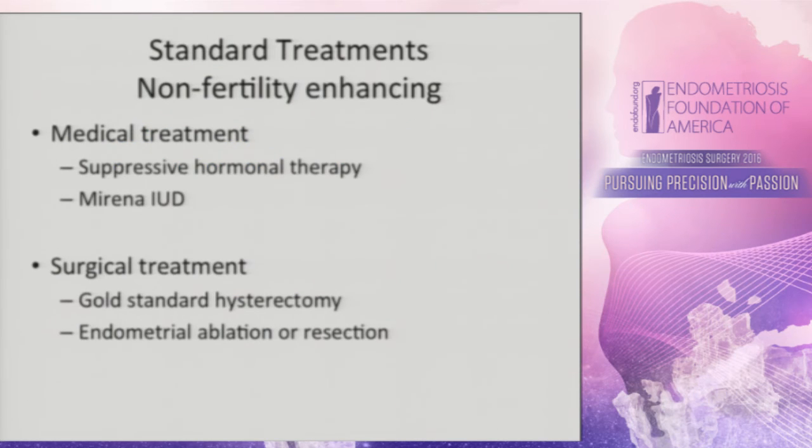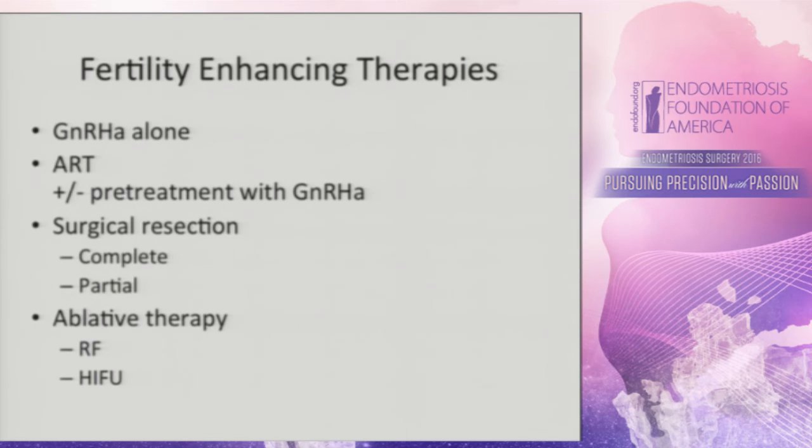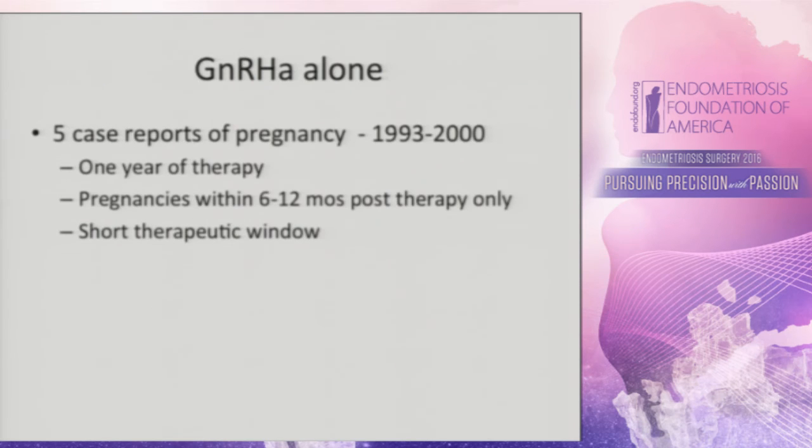So again, how are we going to treat this now that we find it? The suppressive therapies and the surgical treatments all prevent fertility. And in your young adolescent patients, you're obviously not going to use anything that's going to compromise their long-term fertility. So fertility enhancing therapies include GnRH alone, ART, surgical resection, and ablative therapies. GnRH alone, again, there's a very small amount of data on these cases as far as the impact on fertility. However, if you do use it for up to 1 year, it did seem to help their fertility for 6 to 12 months.